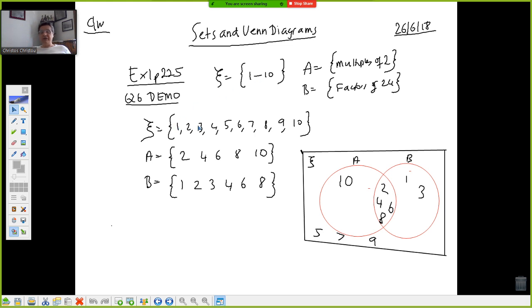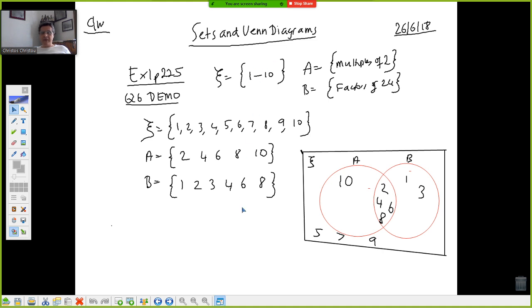So here's the universe of numbers that I've drawn out. Here is set A, the multiples of 2, in other words the even numbers. And these are the factors of 24, that is to say numbers which divide into 24 exactly and leave no remainder at all. I could have gone on to 12 and 24, but 12 and 24 are outside this particular defined universe.